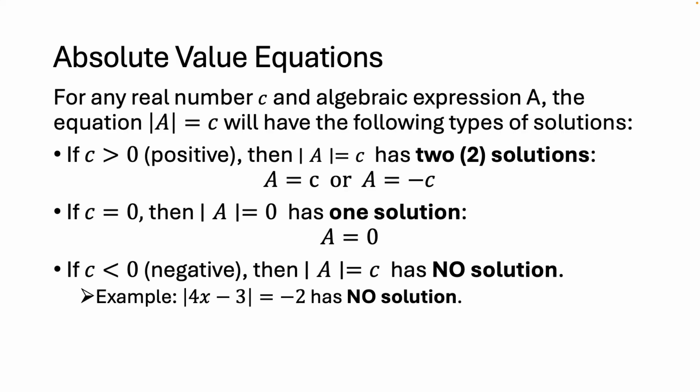For example, if you wanted to solve the equation where the absolute value of the quantity 4x minus 3 equals negative 2, this equation has no solution. This is because the left-hand side of the equation is completely contained in that absolute value. So no matter what x is, the value of the left side is going to be a positive quantity, and a positive quantity can never be equal to negative 2. So this equation has no solution.